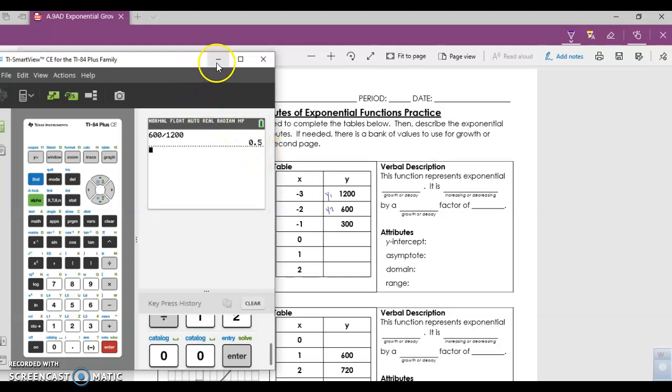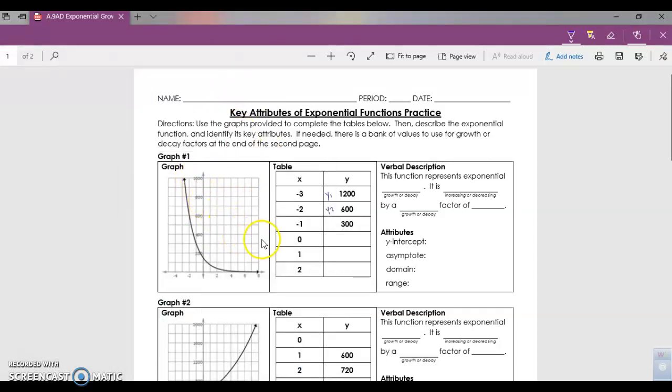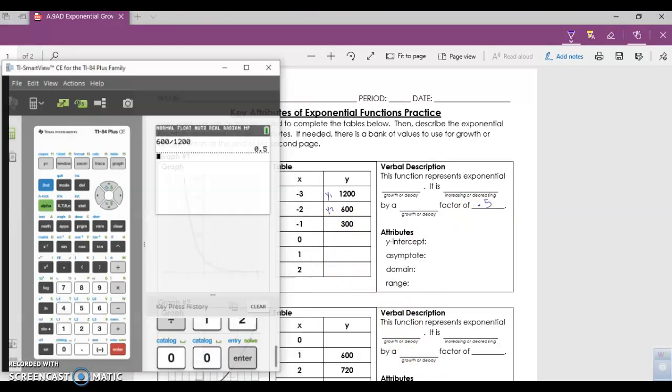Now in this case, looking at the graph, we can tell that this is definitely decay because our graph is going down from left to right. So we already know that this blank is actually 0.5. Now, to fill out the rest of my table, I know I kind of jumped ahead a little bit.